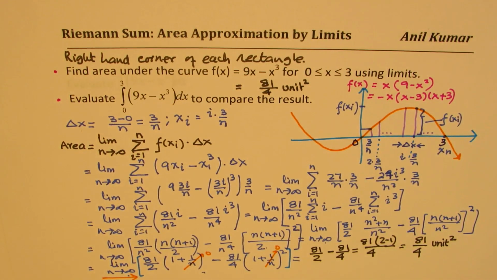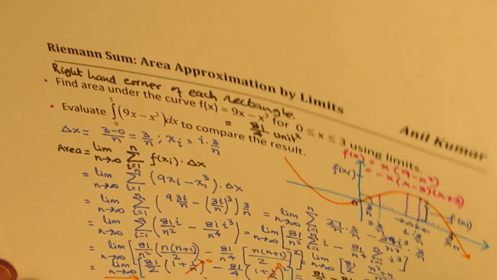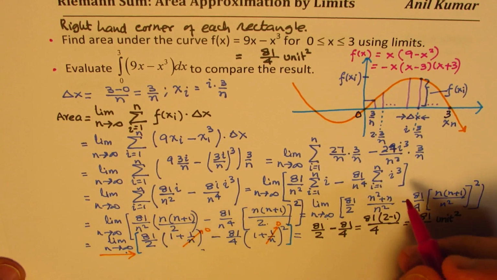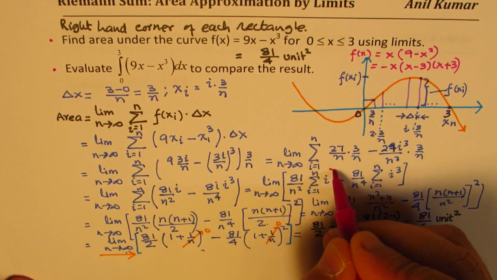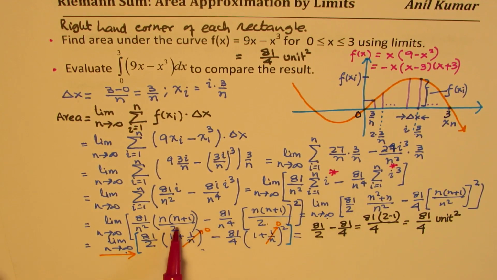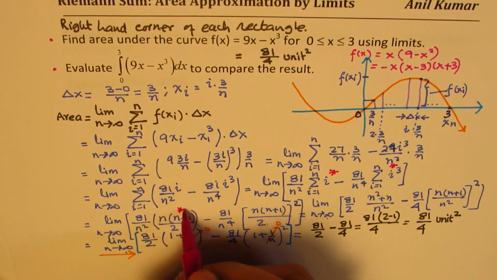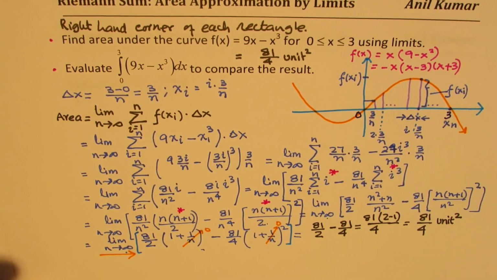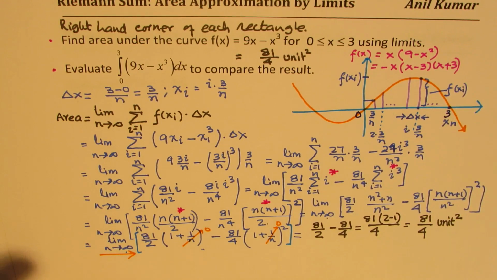Is that clear? Right? So the only thing is that you should remember the formulas for sum of natural numbers and these formulas, which we have directly written here. So those are the formulas. They are a must. And then you can simplify and get your result. Perfect. Now, let us verify using integrals, right?